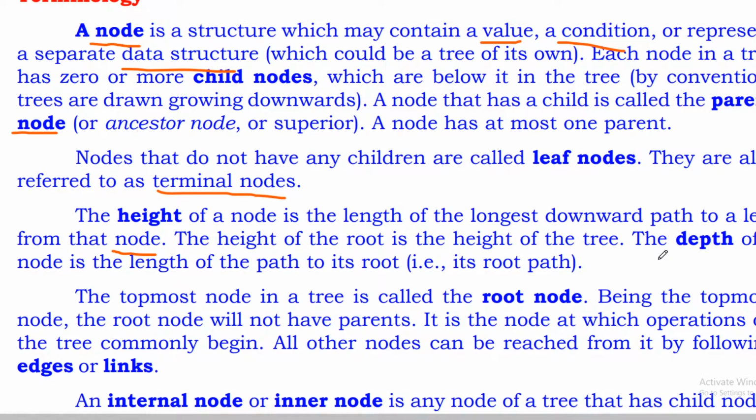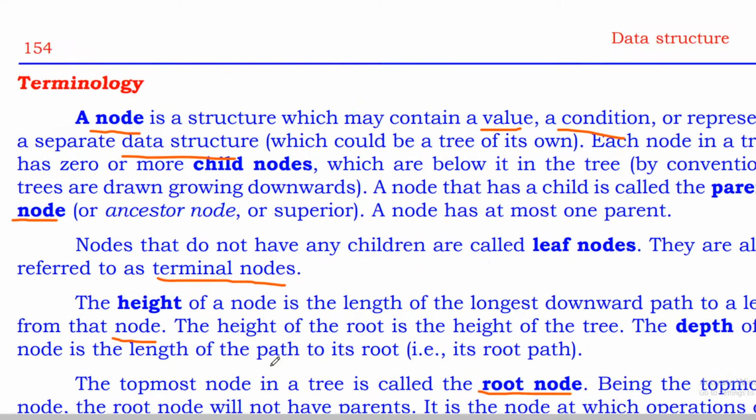The depth of the node is the length of the path to its root. For example, the topmost node in a tree is called the root node. Already we know about it. Being the topmost node, the root node will not have any parents. Of course, it is the node at which operations on a tree commonly begin. That's the beginning point, that's a root node. All other nodes can be reached from it by following links or edges.